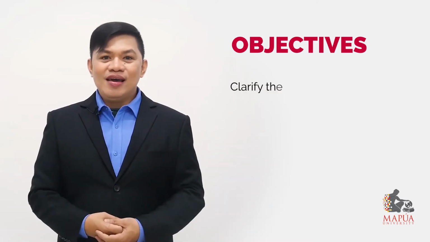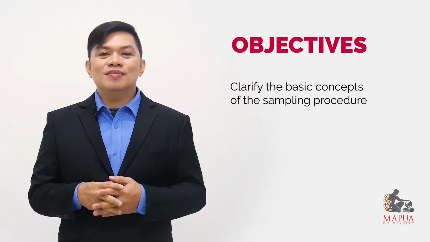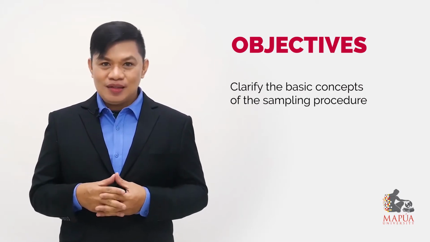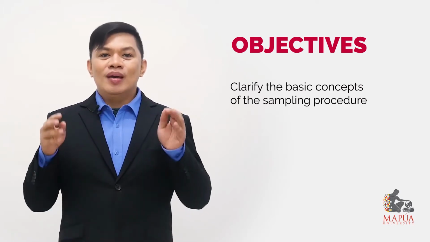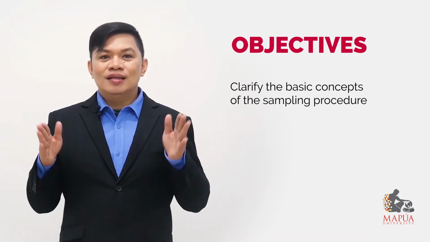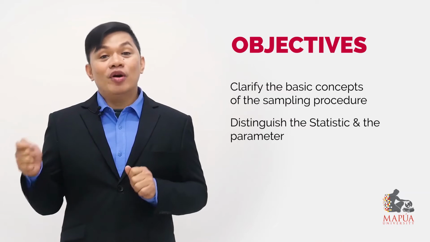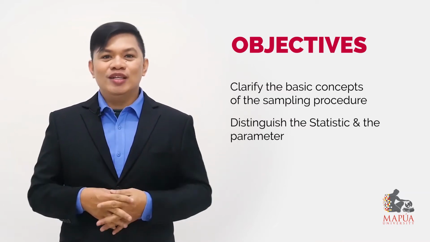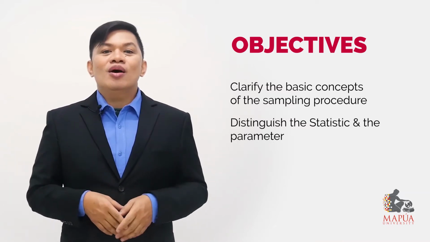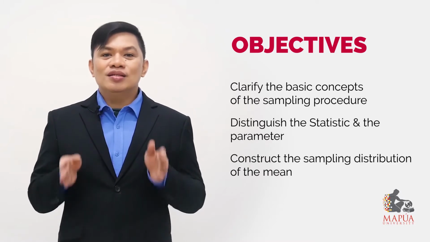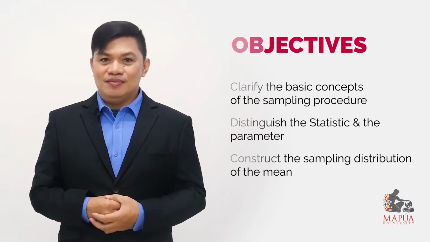There are three objectives of this lesson. First is to clarify the basic concepts of the sampling procedure. Second, we will distinguish the statistic and the parameter. I mentioned this earlier in the introduction. And third, we will be constructing the sampling distribution of the mean.